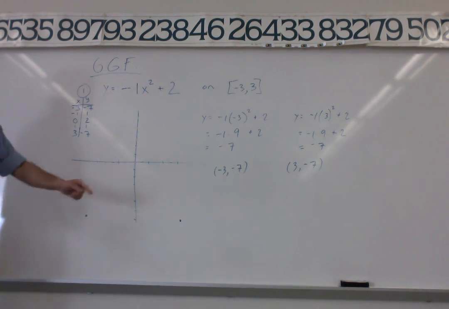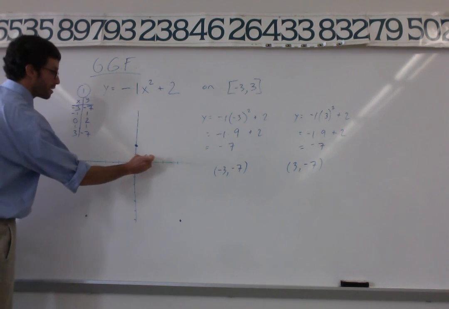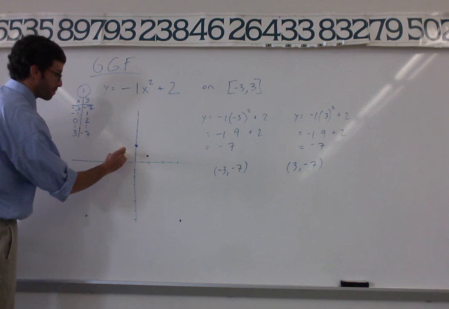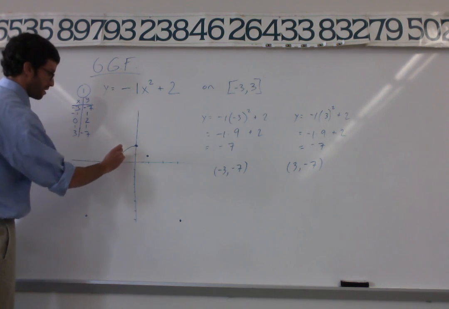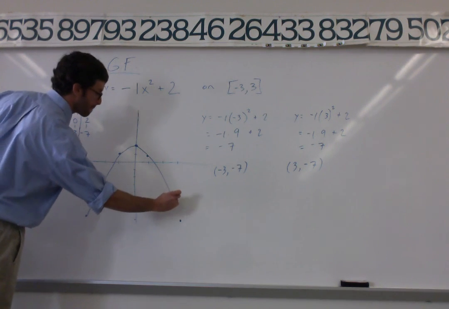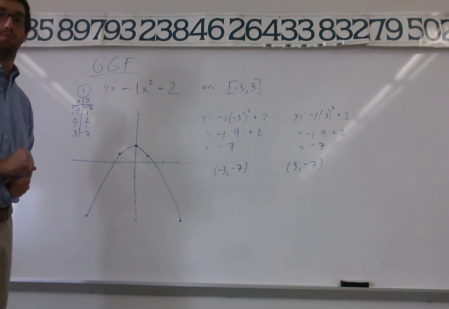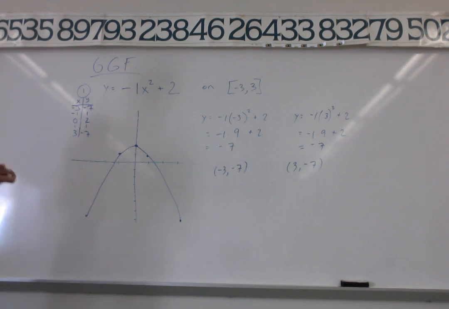We already have 2 of them graphed. 0, 2 we already knew. And then 1, 1, and negative 1, 1. And now we have enough to see that shape. You can find more points if you'd like. In this particular graph, you should have some symmetry. My graph is not perfect, because I did it by hand on the board. But this is the way the graph should look.